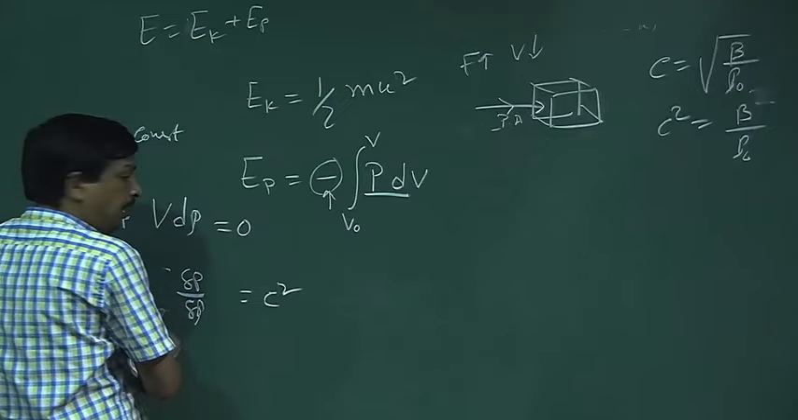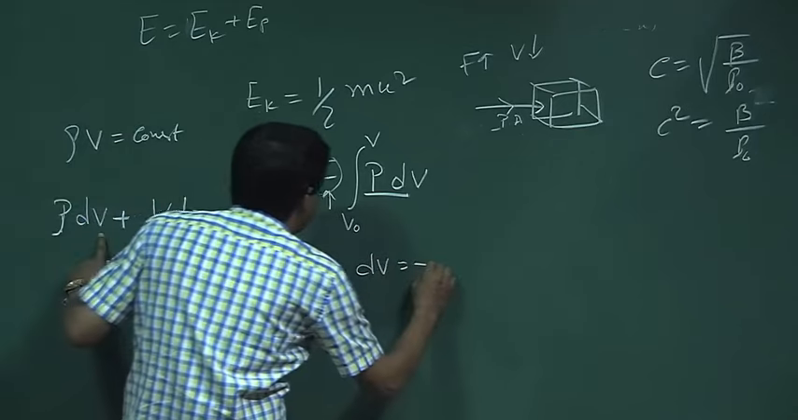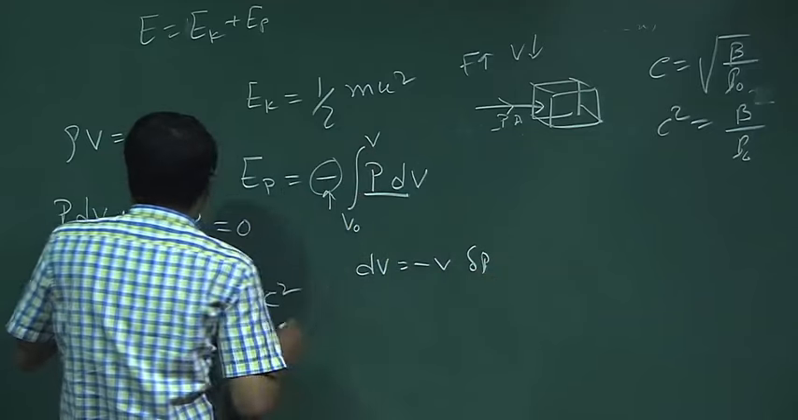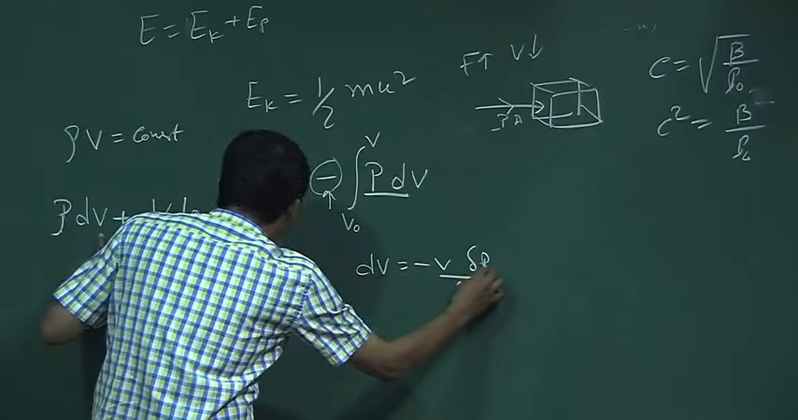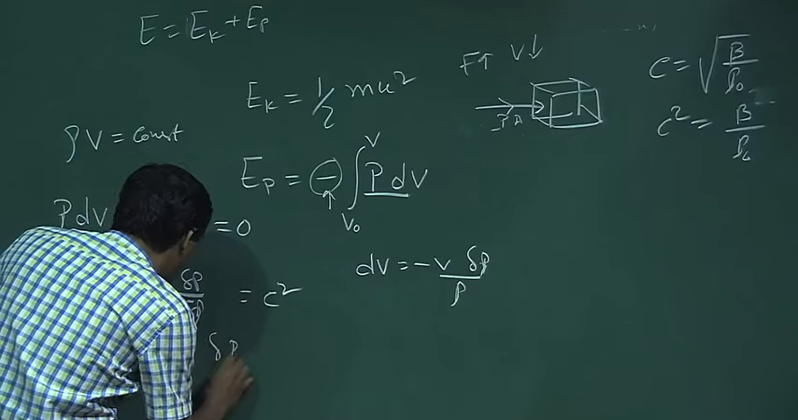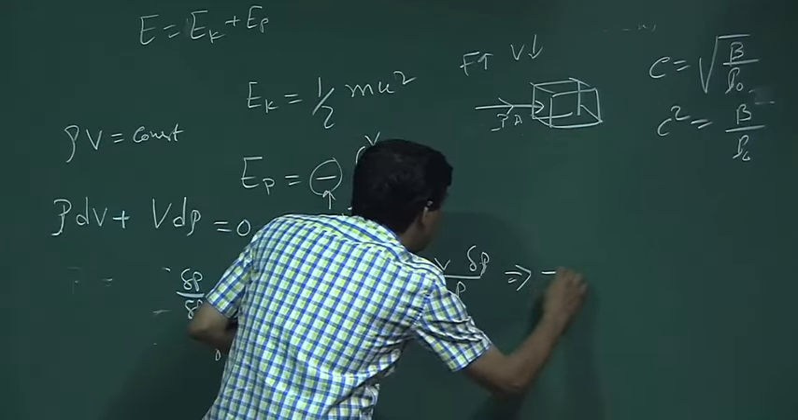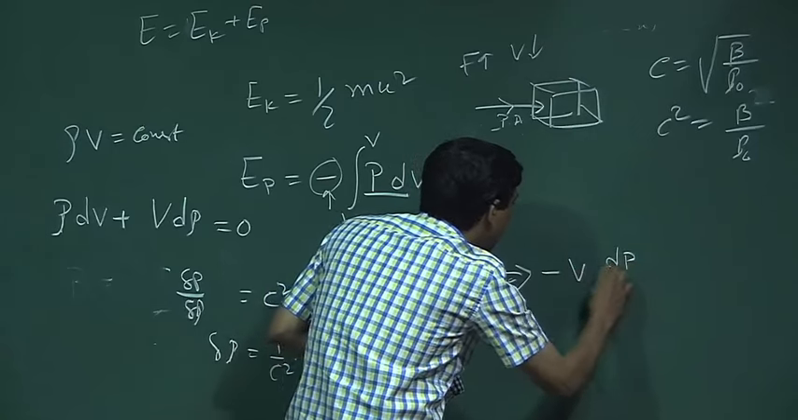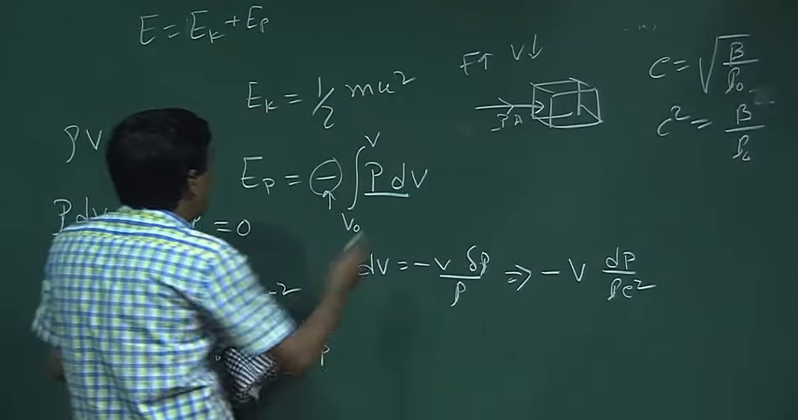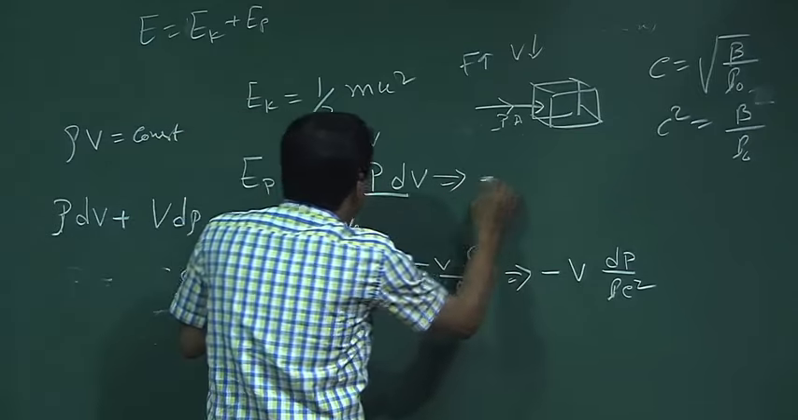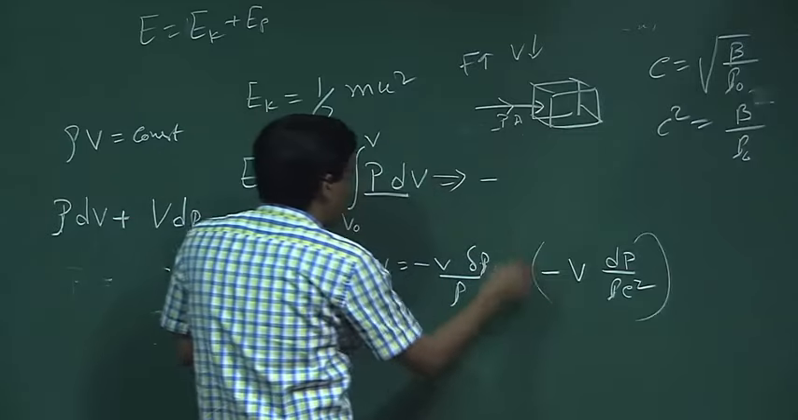Okay. Now, if I put that, I can say that del V is equal to minus V del rho divided by rho. So del rho, here I can write, is nothing but 1 by C square into del P. So I can write this is nothing but minus V del P divided by rho 0 C square. So I put that in this equation. So it is minus positive. So del V, I am putting the value of del V. So positive minus and minus positive.